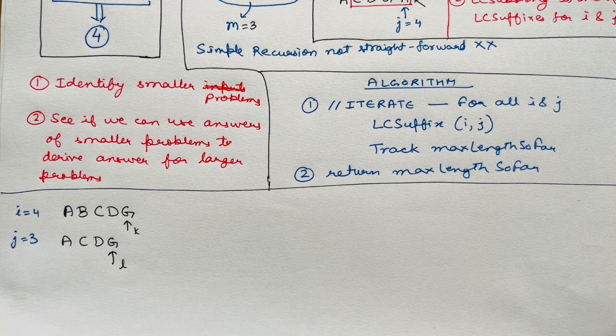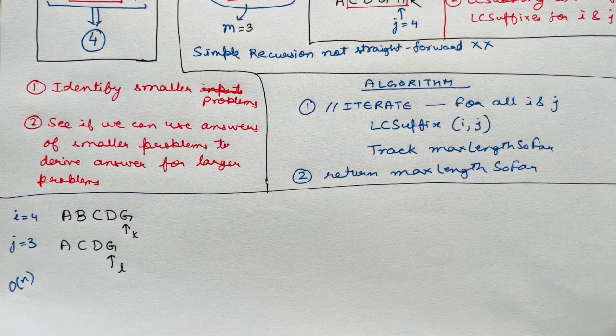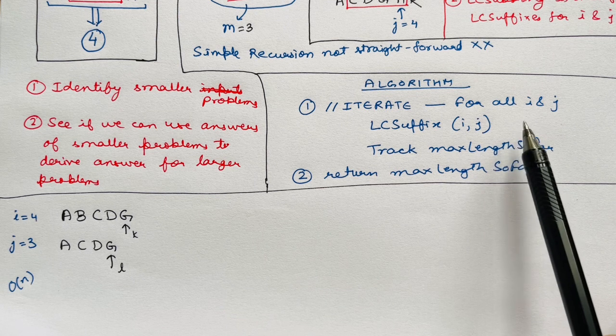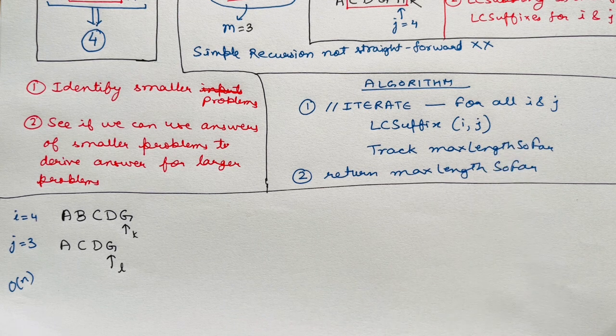What will be the time complexity of such an approach? It will be order of n, where n is the length of the smaller string, because in the worst case we may have to travel one string completely. Now this method is good if we have to calculate the longest common suffix between just one pair of strings. But we don't have to do that only for one pair. We have to do it for all i and j. In such a case, this method will be inefficient.